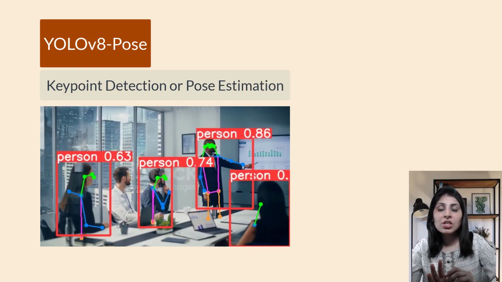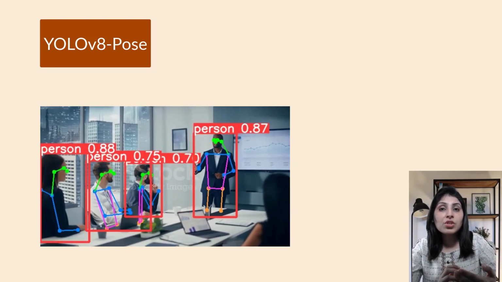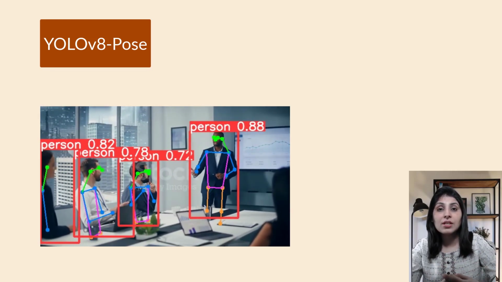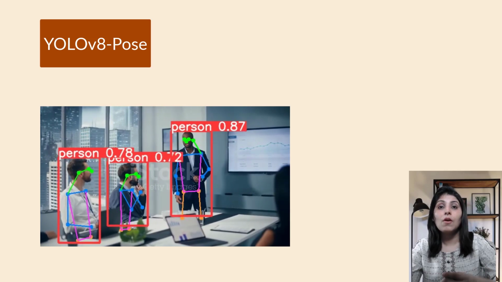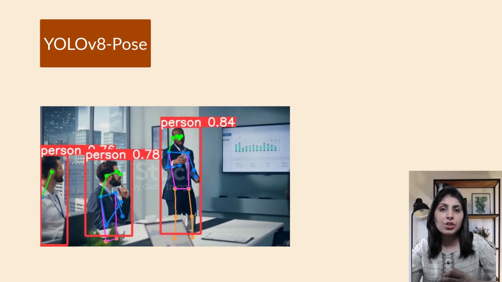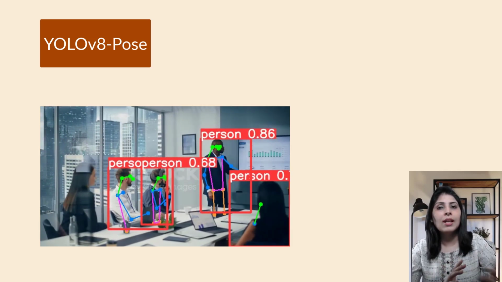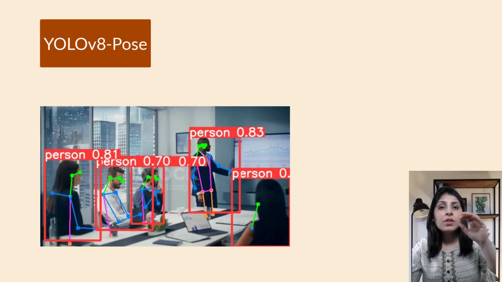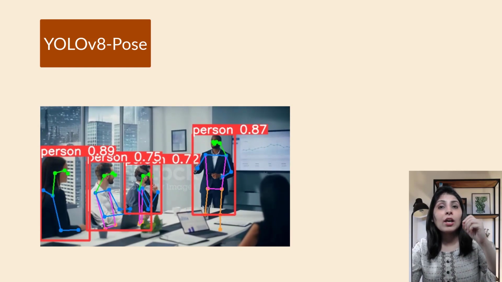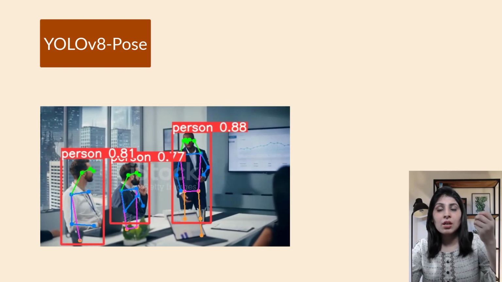Keypoint detection, or pose estimation, is the computer vision task that involves identifying points of interest on an object or on a person in an image or in a video. These points are known as keypoints or landmarks. The goal of keypoint detection is to accurately locate those points of interest in an image.